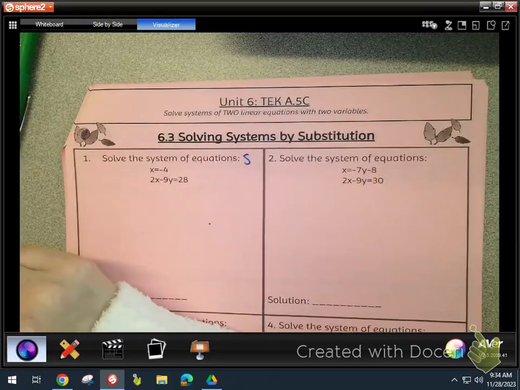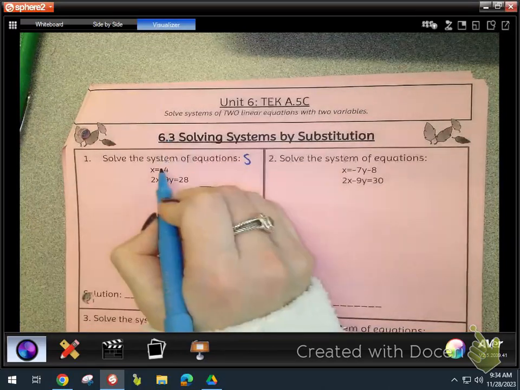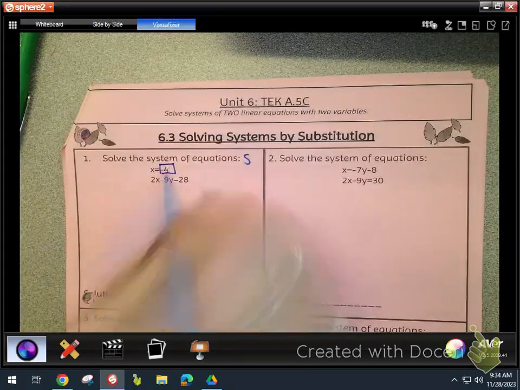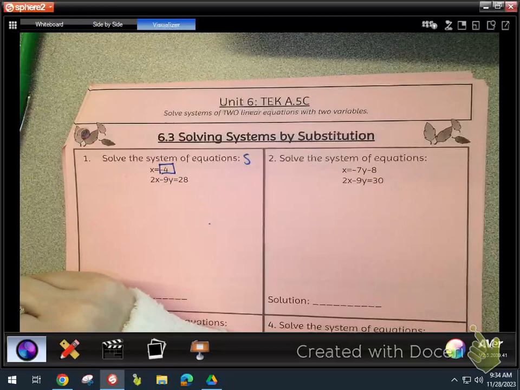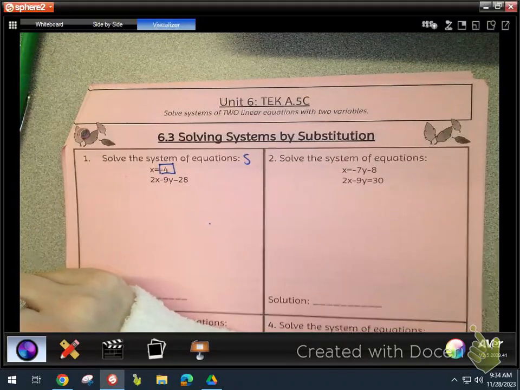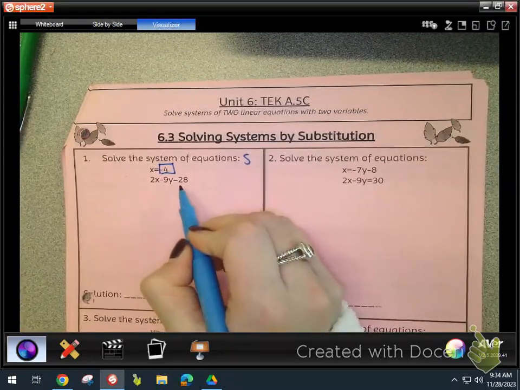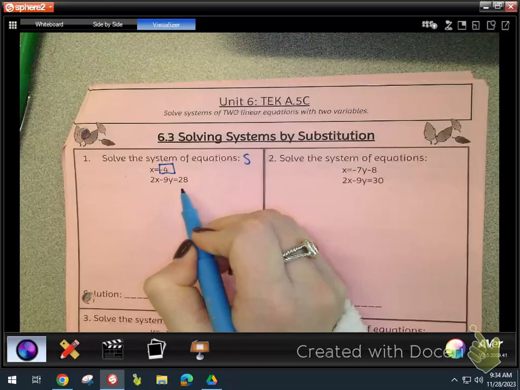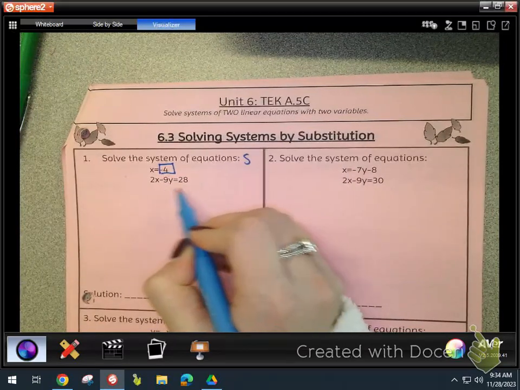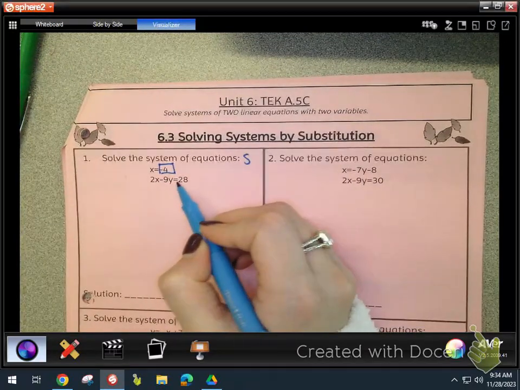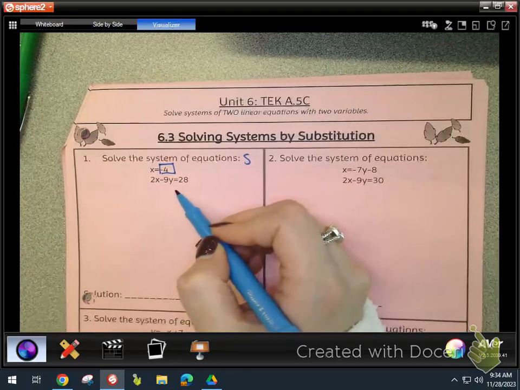Y'all see that there? I'm going to put a little box around what x is equal to. Now, this problem is kind of a little baby problem because x is already equal to a number. So we already know what x is. We won't always, but this is just getting our brains warmed up. So x equals -4. Now, look at the second equation. It says 2x minus 9y equals 28. I can't do anything with that right now. There's two unknowns.